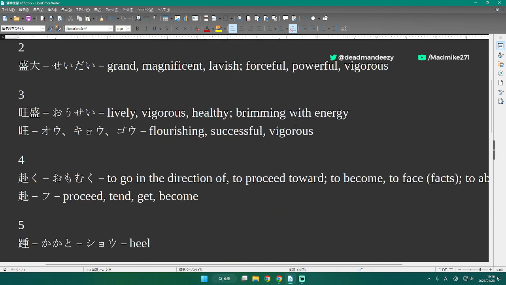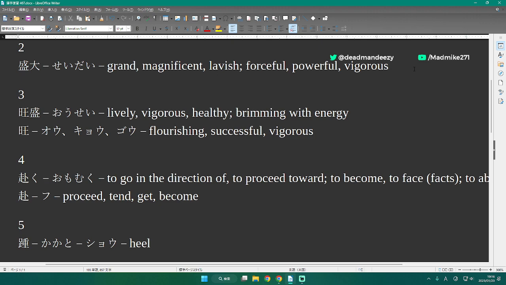Number 2 is seidai. Sei on the left side, for mori, hokani, sakari, is kind of associated with large population, vivid or vigorous activity, or a swelling of activity, if you will. And dai on the right side is large. So this is a large swelling up in terms of popularity or growth. So seidai is grand, magnificent, lavish, forceful, powerful, or vigorous.